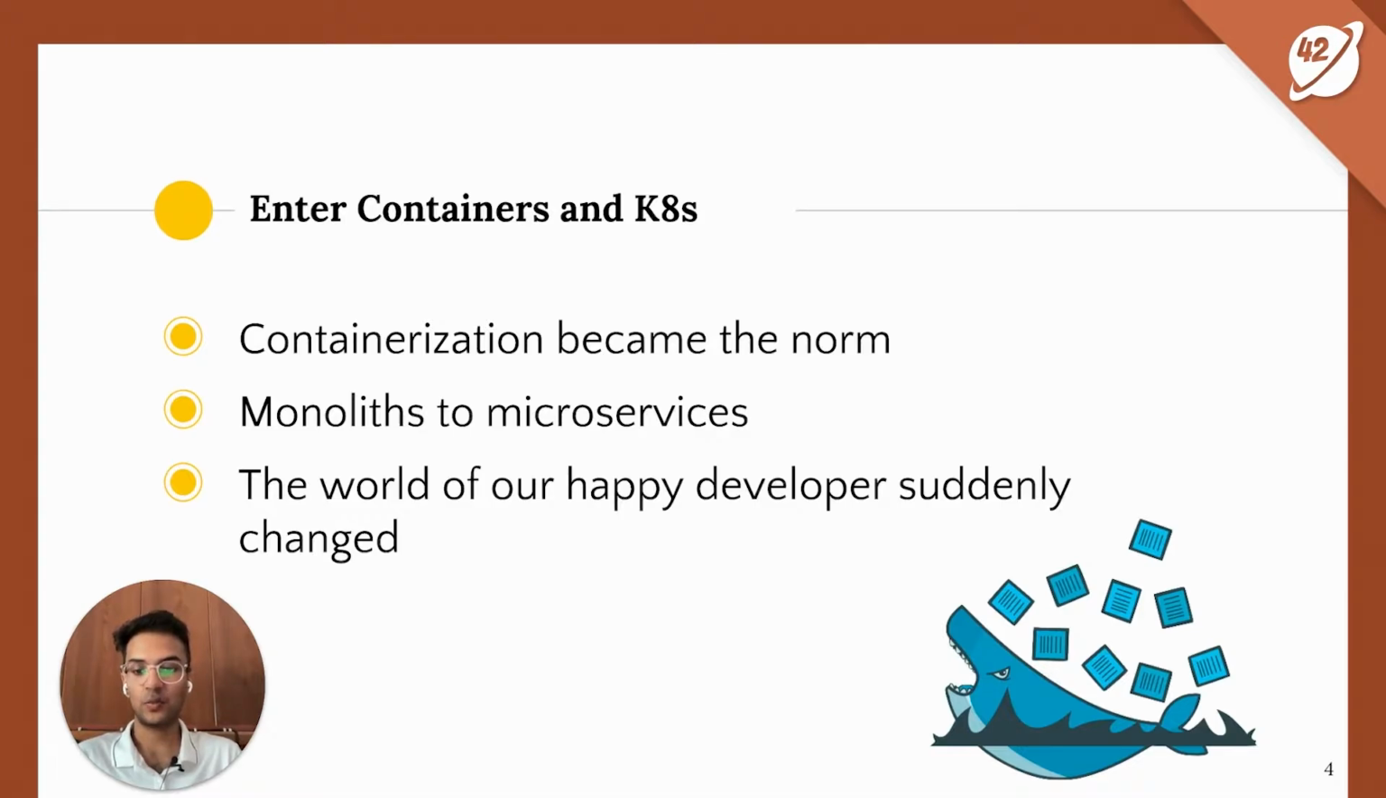Enter containers and Kubernetes. In the last couple of years, containers made our lives super easy and containerization basically became the norm. Everyone re-evaluated how they were structuring their applications. Containers made us realize that instead of working on this one single large application, it is so much easier to scale an application that is composed of multiple smaller pieces, that is, microservices. We also started using container orchestration tools like Kubernetes in production to further scale our applications more effectively than was possible before. Now, all of this changed the world of our happy developer, Jane.